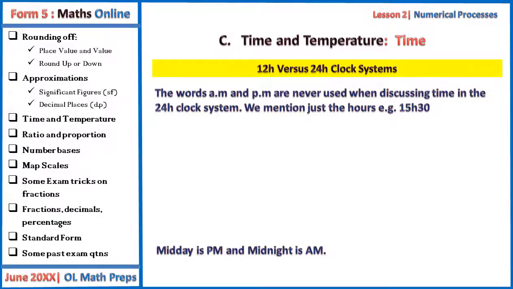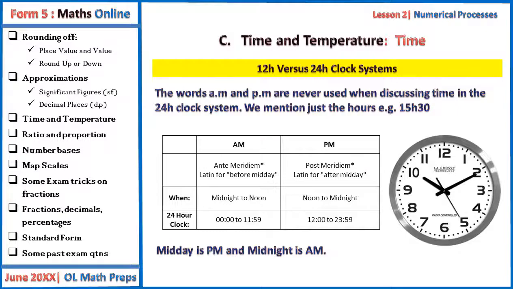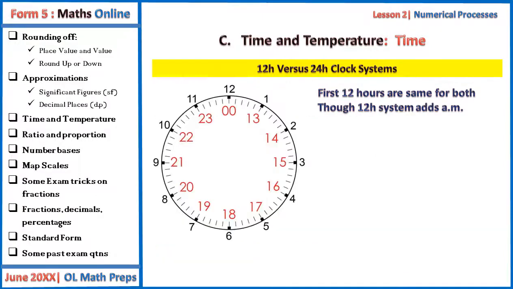Note as well that midday is PM, that is 12:00, and midnight is AM when talking about the 12-hour clock system. AM stands for antemeridian and PM for post-meridian, as you already know from geography. Some countries call the 24-hour clock system French time. Equally note that the first 12 hours are the same for both systems, though the 12-hour clock has AM.